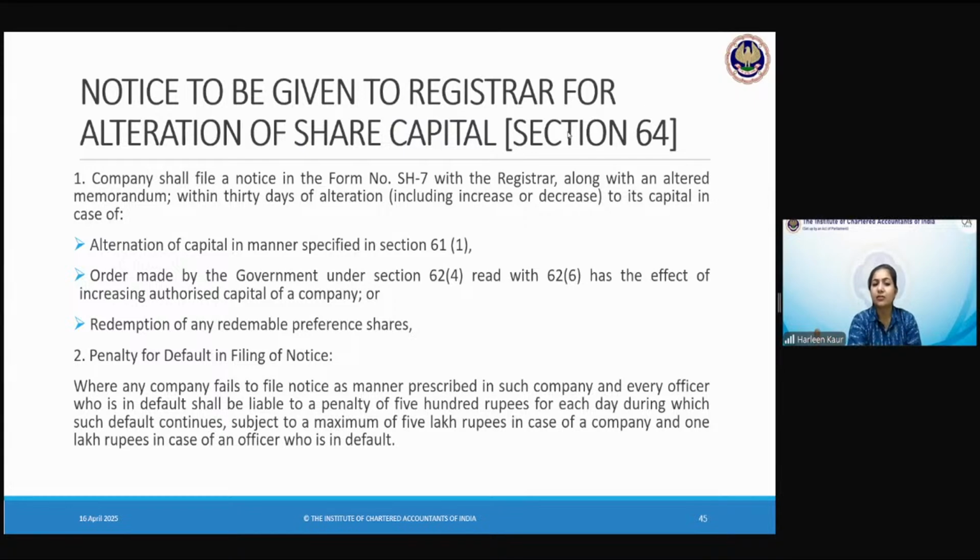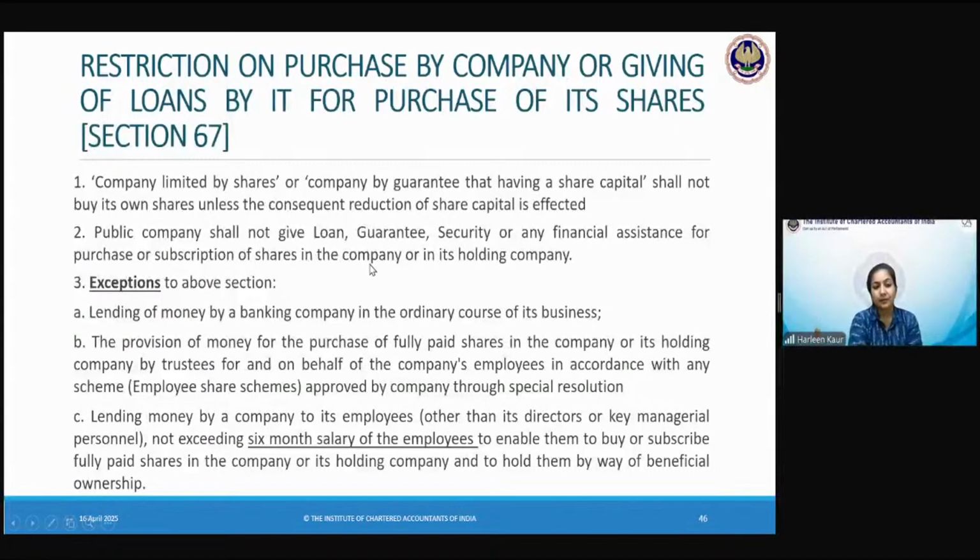All right. Section 64 also I told you, all the forms, SH-7, have to be given to the ROC for all the alteration of the share capital done under Section 62. Wherever any order has come from the government for conversion or any redemption of preference shares, all these, and if default has been made in filing of any notice, fine will be charged. So Section 64 simply talks about the filing of the forms with the ROC. Section 67 we have done very beautifully. We have completed the question answers also.